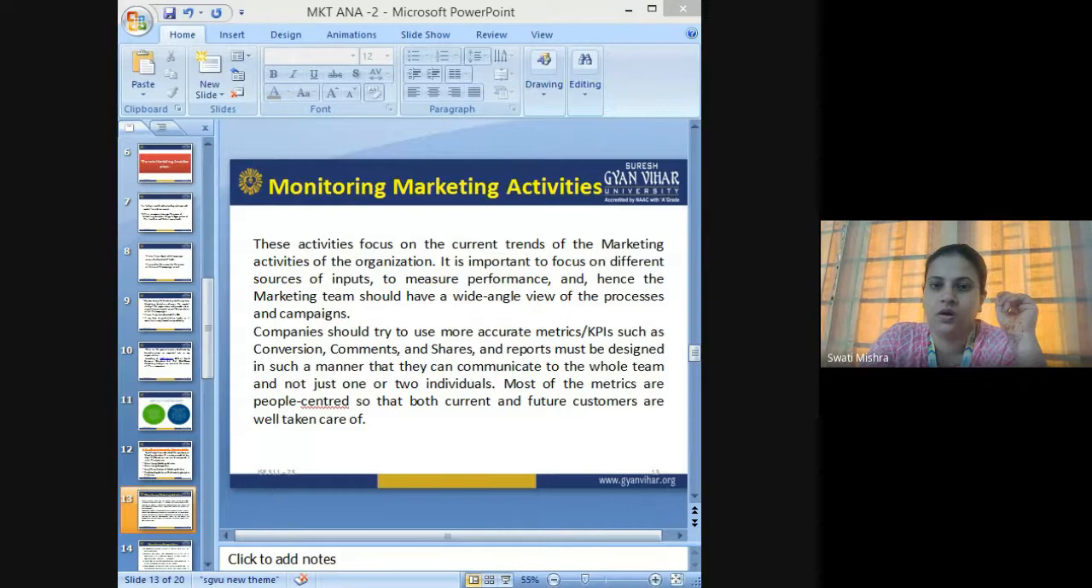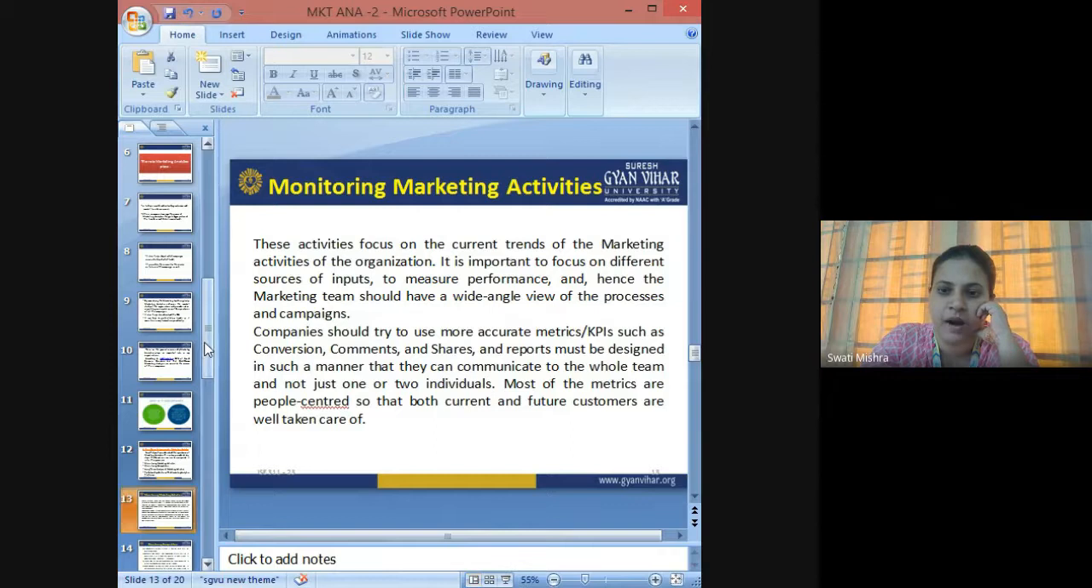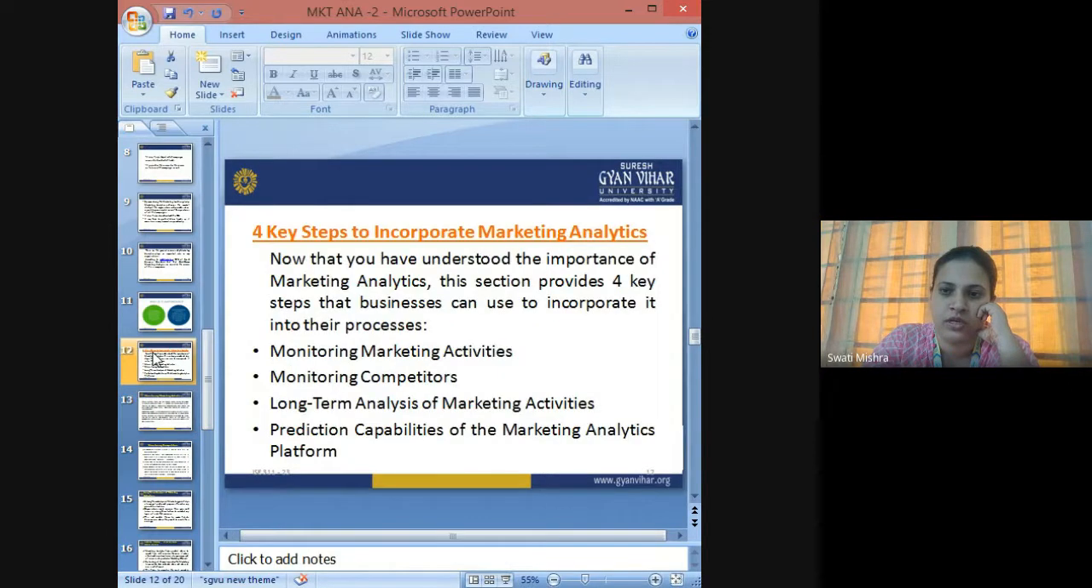So that is why the companies need the monitoring of marketing activities, which is actually supported by marketing analytics. So I hope that you have understood what this monitoring part of marketing analytics is. Let's move ahead and talk about the next key step to incorporate marketing analytics, which is monitoring the competitors.